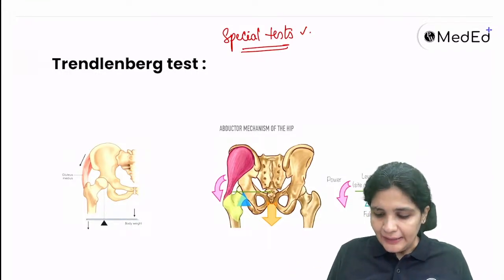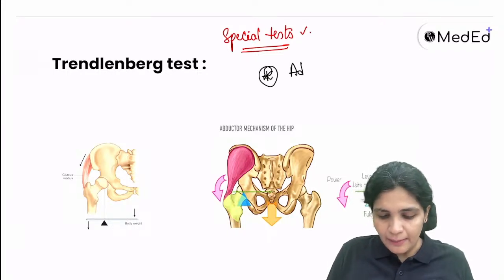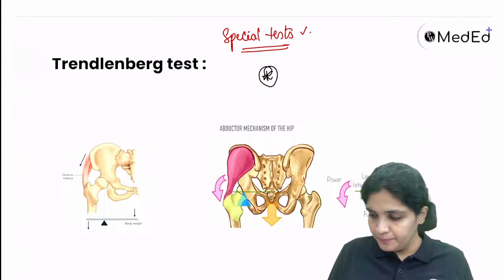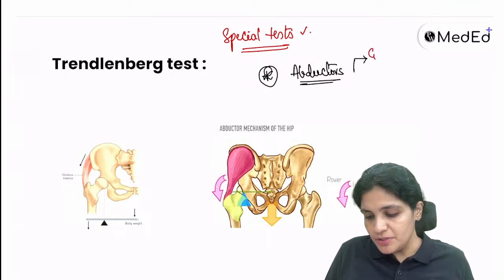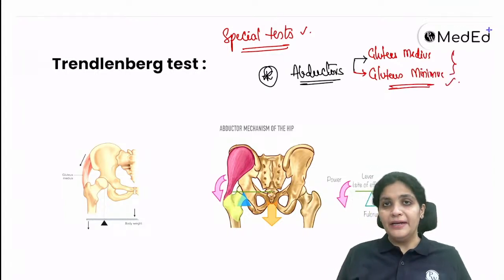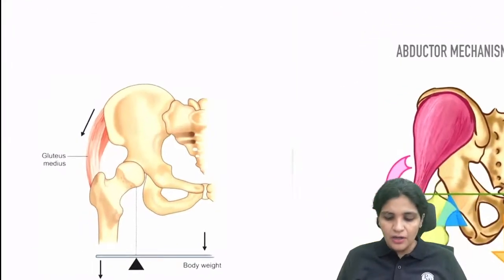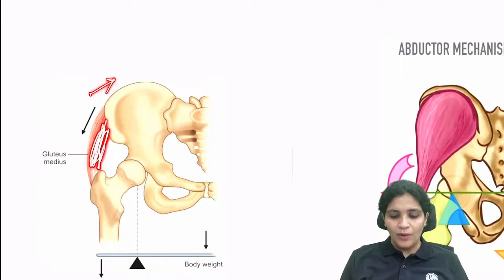Very, very important. And here what we actually do is we test the abductors. What are the abductors of the hip joint? There are two important abductors of the hip joint. One is your gluteus medius and the second one is your gluteus minimus. So these two are important abductors in case of your hip joint. This is very, very important. And why is it important?